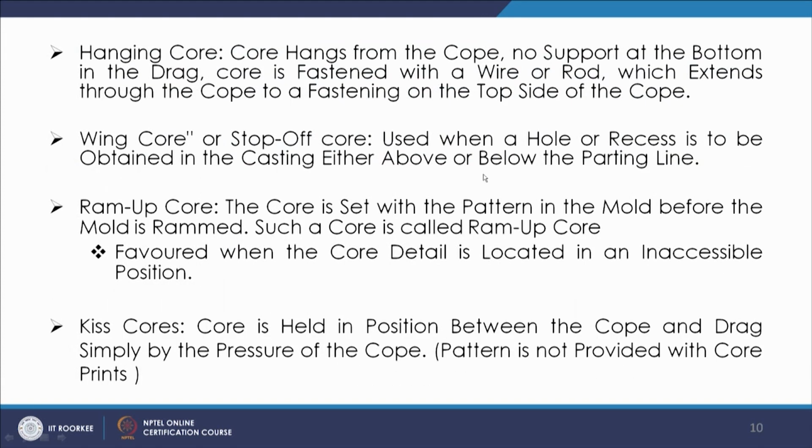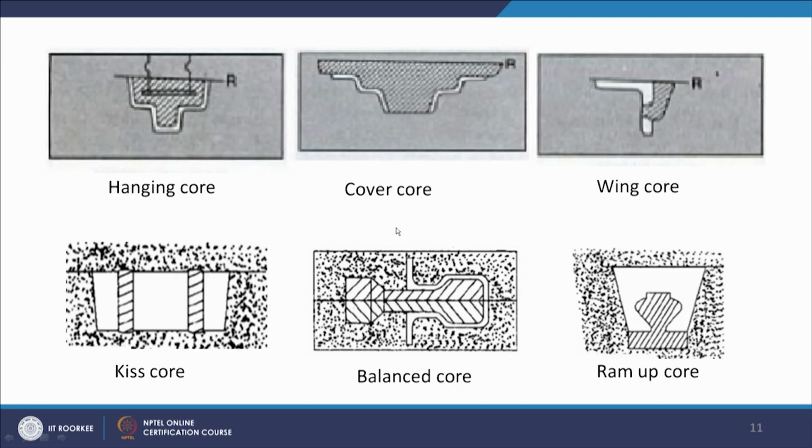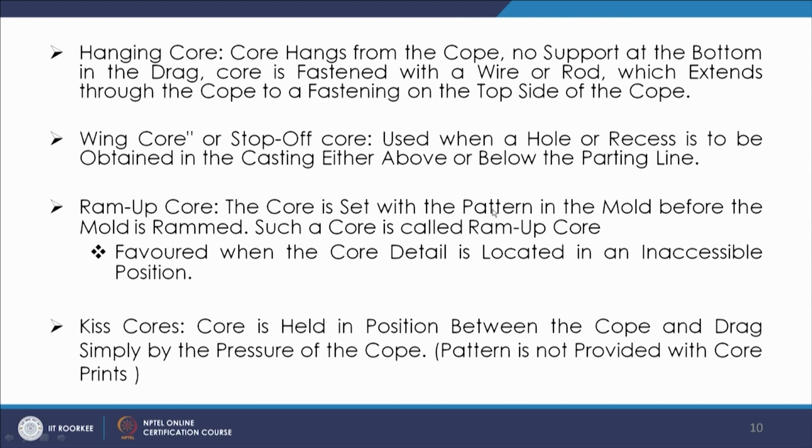Then you have the wing core or stop-off core. This is used when a hole or recess is to be obtained in the casting either above or below the parting line. So, when you have to make a hole above or below the parting line, you use the wing core or stop-off core. Then you have the ram-up core. This core is set with the pattern in the mold before the mold is rammed, and that is why it is known as ram-up core. When the core detail is located in an inaccessible position, we use this kind of core.